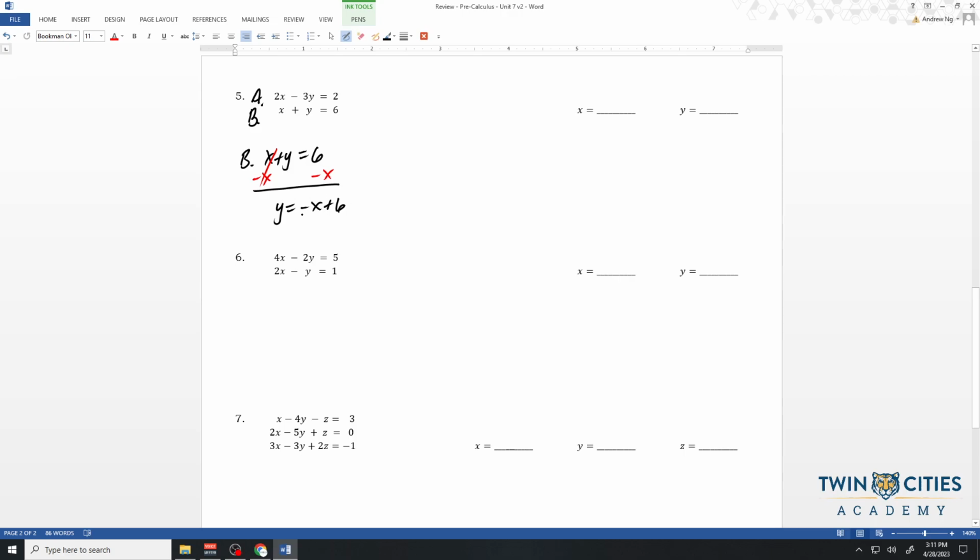Now what this means is, in this system, where these two intersect, assuming they intersect, every time I see a y, it is the same as negative x plus 6, that whole thing. So I'm going to go to equation A, and plug in y equals negative x plus 6. A is 2x minus 3y equals 2. When I plug this in, this will now read 2x minus 3 times the quantity negative x plus 6, and this will be equal to 2.